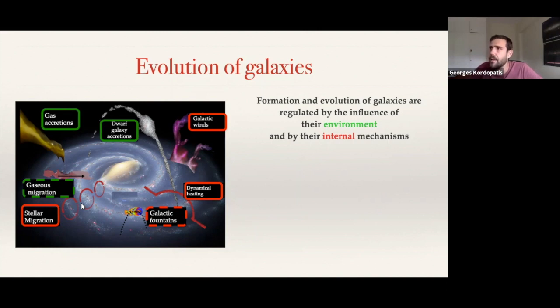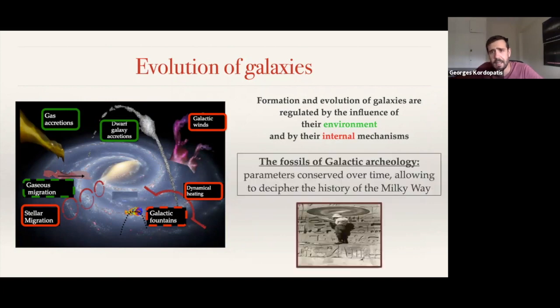So all those events that I have described shape the influence and the evolution of galaxies. And we aim to understand them. And in order to understand them, we focus specifically on the case of the Milky Way, where we can have very precise information about the stellar motions and the stellar composition. And we survey stars with the aim to derive the so-called galactic fossils. And those are parameters that are conserved relatively well over time, which will allow us to decipher the history of our galaxy. And I will take you through them.